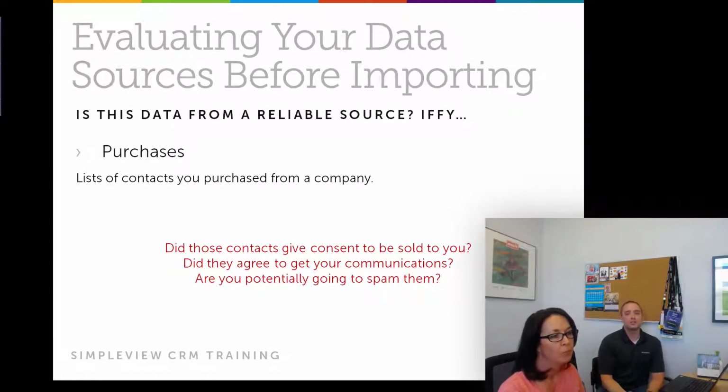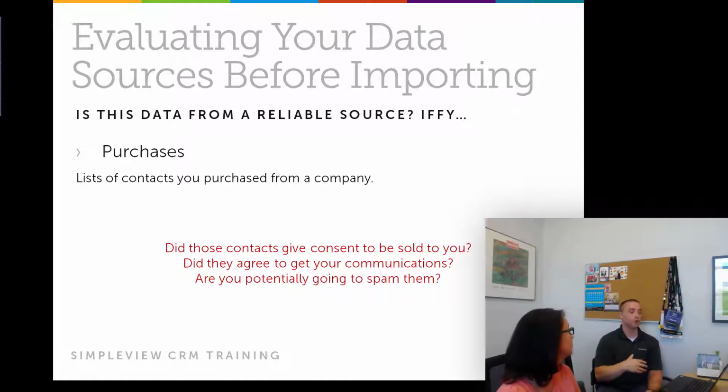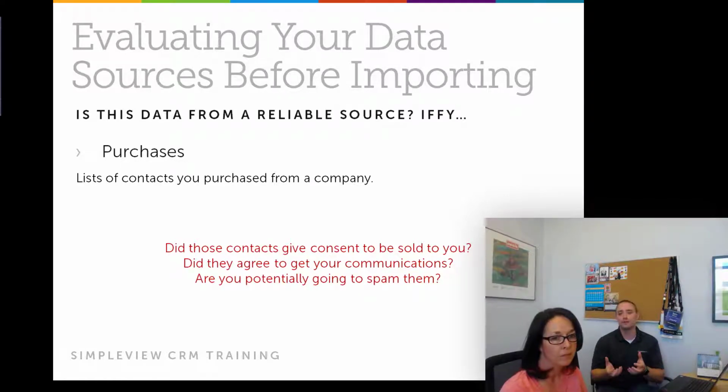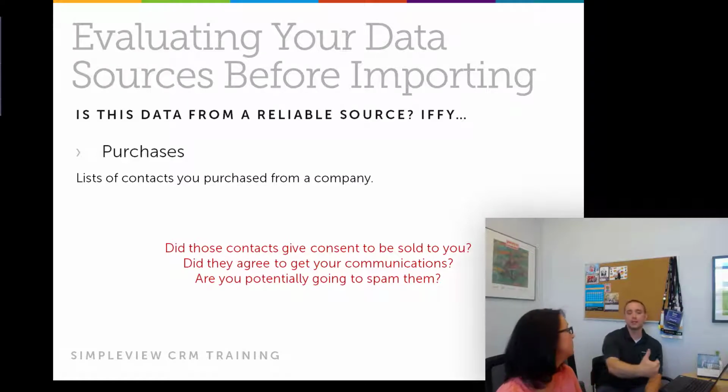But if you purchase it from a company, it's one of those cases where we can't guarantee how that person got on the list. Right. Did they give consent to be sold, as it says on here? Did they agree to get your communications, or did you buy it, but they never had been part of that process? Right. So you really have to question, how did they end up on the list that you're ultimately going to import?